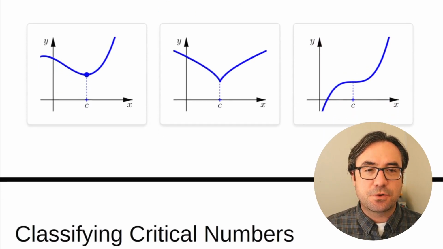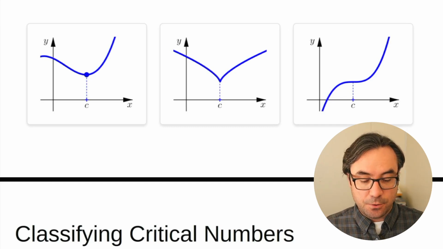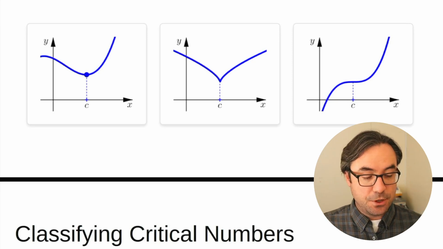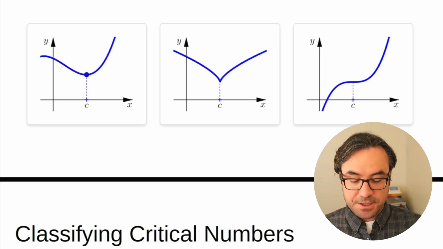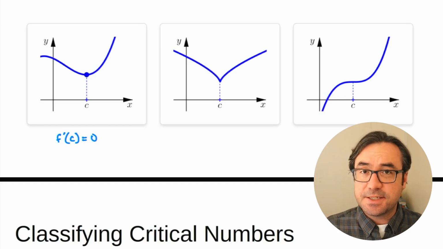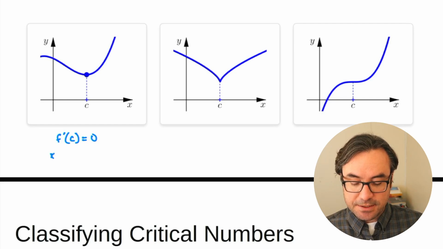So in each of these graphs, we have a critical number at x equals c. So we have a critical number at x equals c because there's a point on the graph, and in this case, the derivative is 0 there. So for this first one, this is f prime of c is equal to 0, and c is in the domain because there's a point on the graph. So that means x equals c is a critical number.